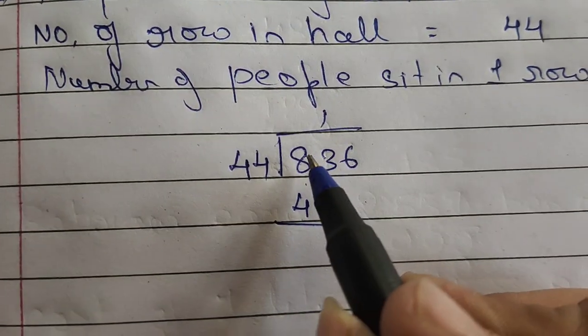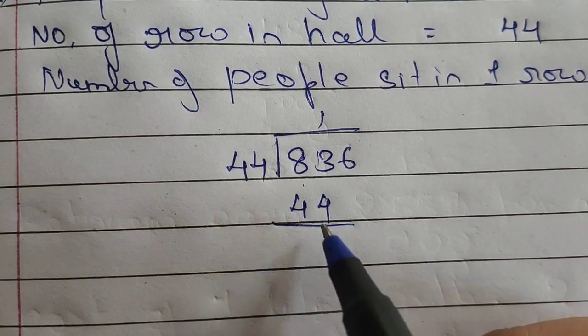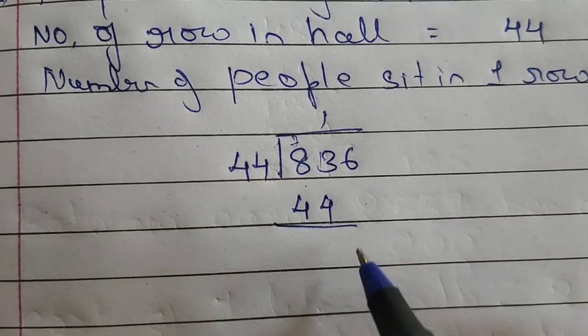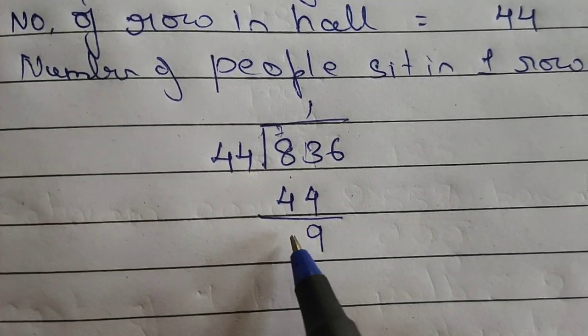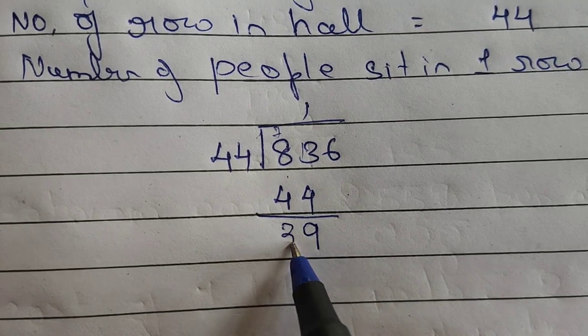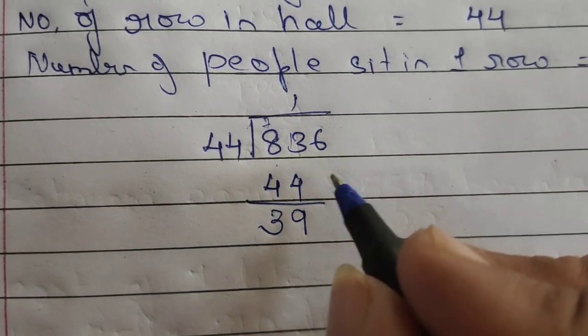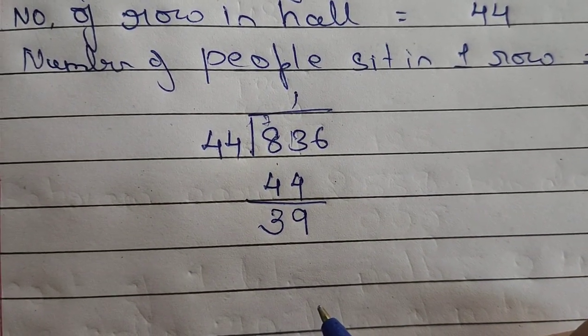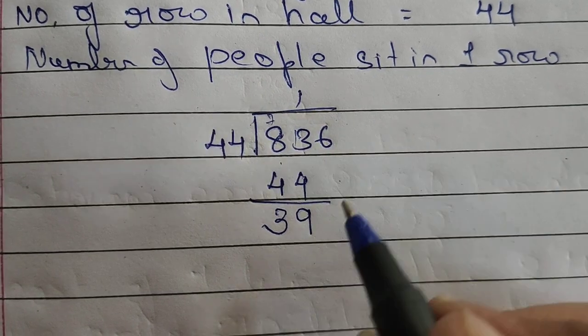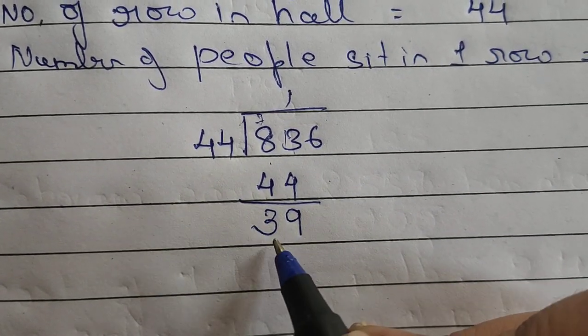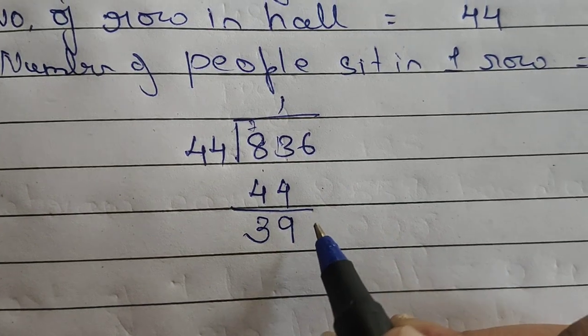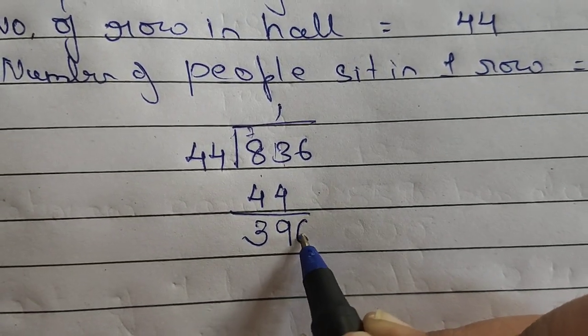Now here, 13 minus 4, 9. 7 minus 4, 3. 39 is smaller than 44. Then what do we need? 6, isn't it? So we will take 6.